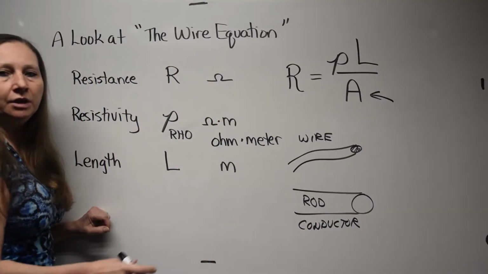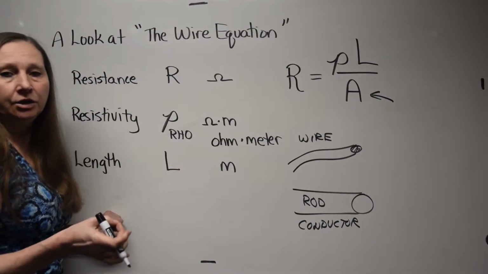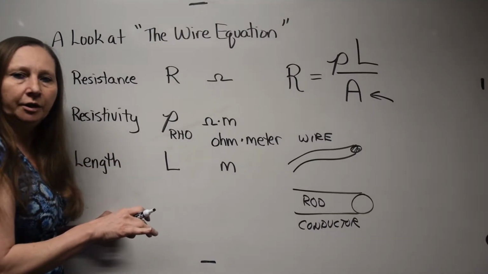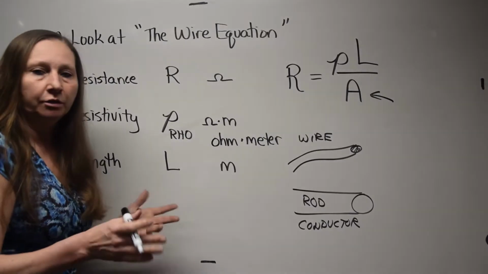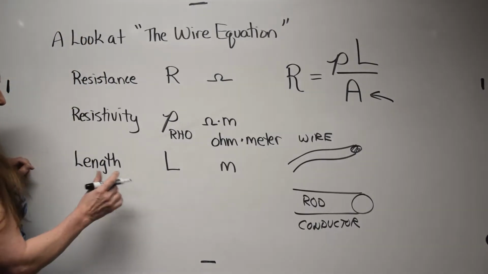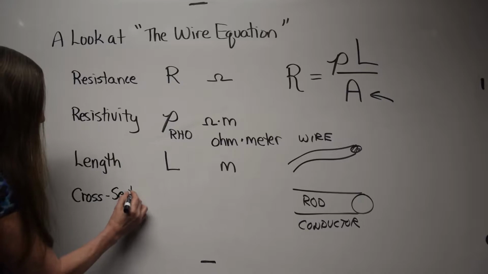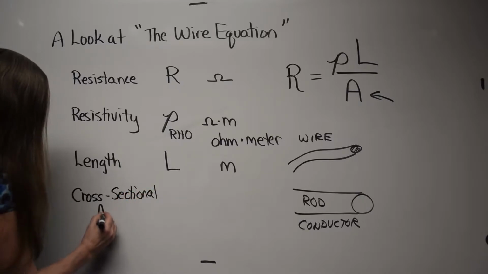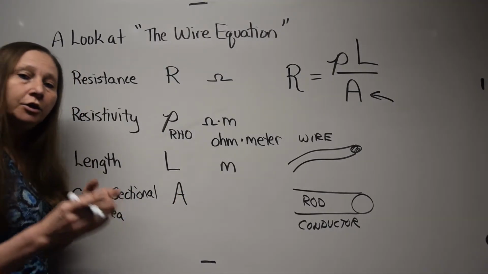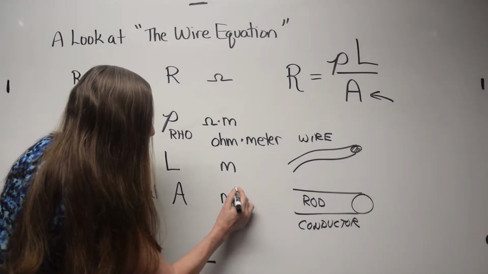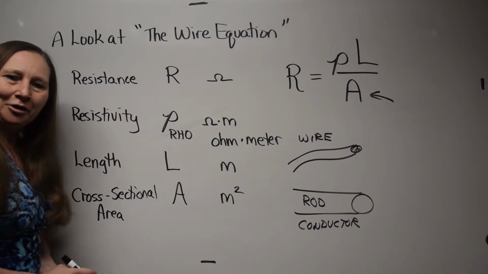Generally speaking, both of these, when we're doing physics calculations, would be made out of some highly conductive material with a very low resistivity. Generally speaking, a metal or an alloy: aluminum, copper, silver, gold, tungsten, nichrome, etc. The cross-sectional area has a capital A, and the unit for area is meters squared. Okay, so that's the wire equation.